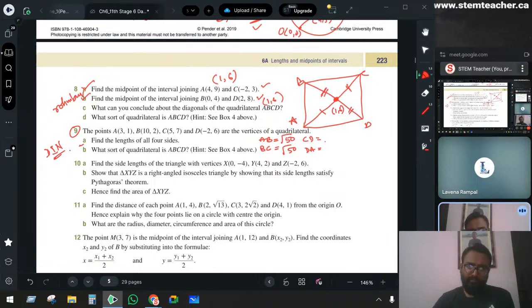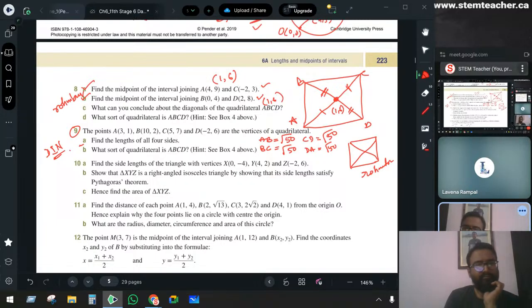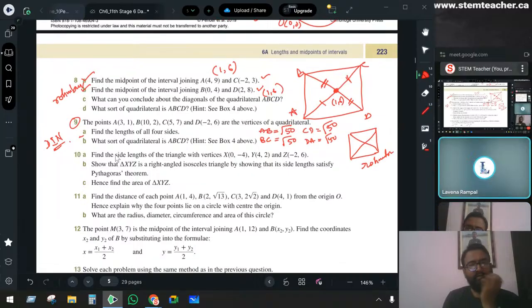Next. DA is also root 50. So all are the same length. If all sides are the same, either it is a rhombus or a square. You can write it as rhombus. It's also a rhombus.